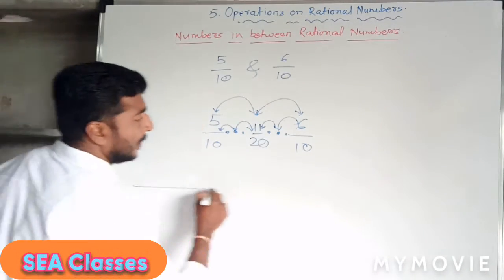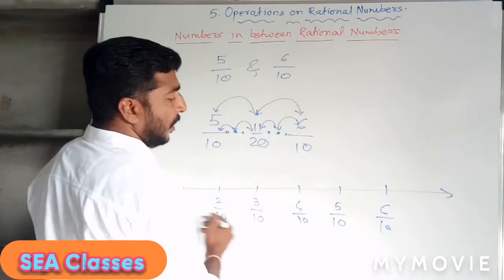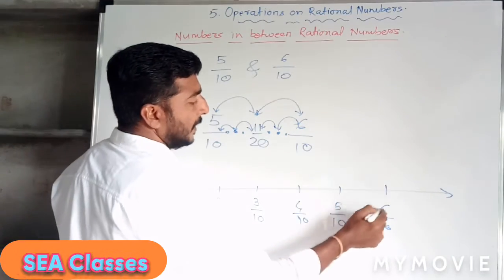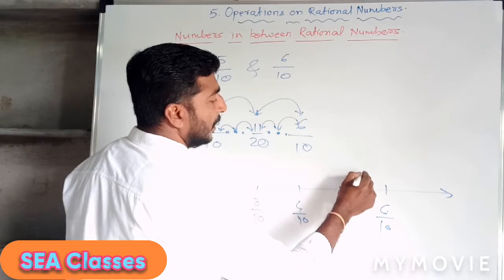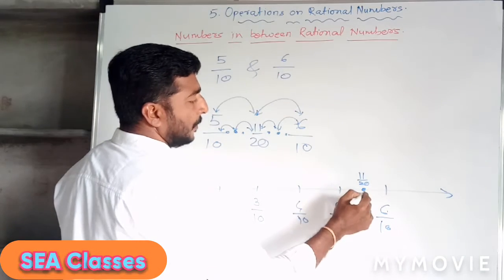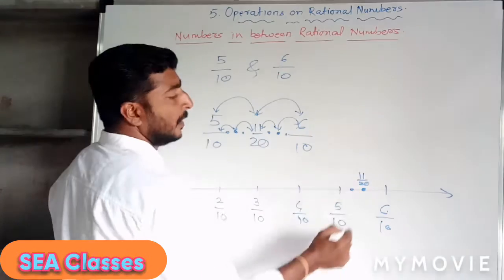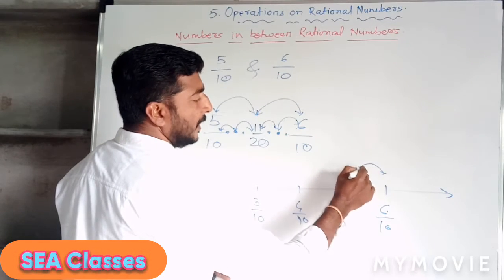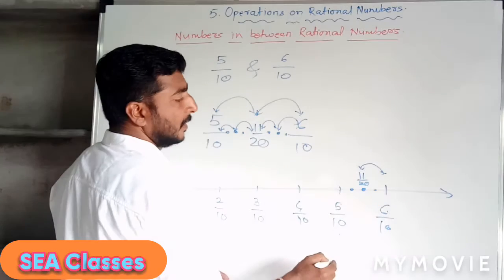Now here we will draw a number line. So you will see on this number line between 5 upon 10 and 6 upon 10, what is the midpoint here? 11 upon 20. So definitely between 5 upon 10 and 11 upon 20 there will be some midpoint. Similarly 11 upon 20 and 6 upon 10 will have some midpoint.